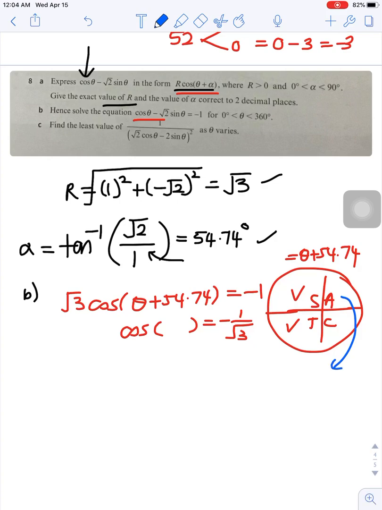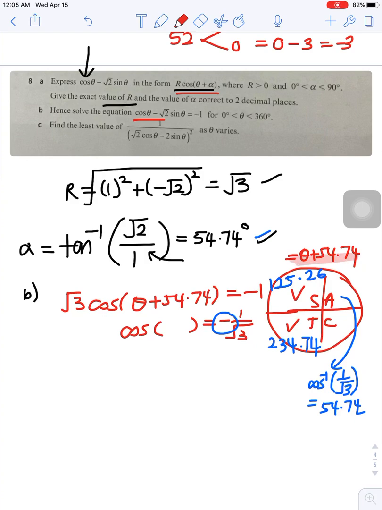If I want to find that, I need to find the answer in the first quadrant. So cos inverse 1 over 3. Do ignore the negative here, if you want to find the answer in the first quadrant. It is 54.74. Oh, looks like they are the same, 54.74. So 180 minus the answer here, you get 125.26. And then here you're going to get 234.74.